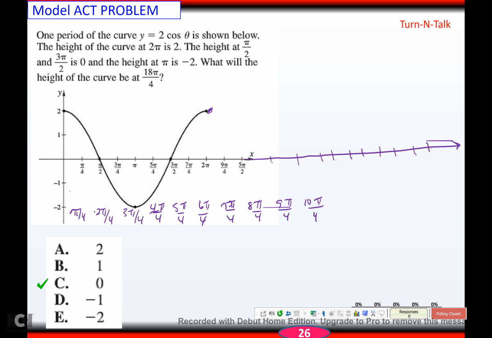What the heck am I doing? Oh, this is 10 pi over 4. Sorry. This is 10 pi over 4. So this would be 11, 12, 13, 14, 15, 16, 17. There's my 18 pi over 4.